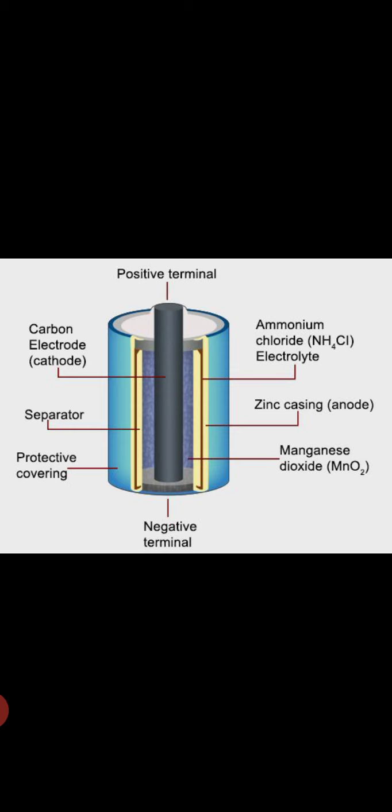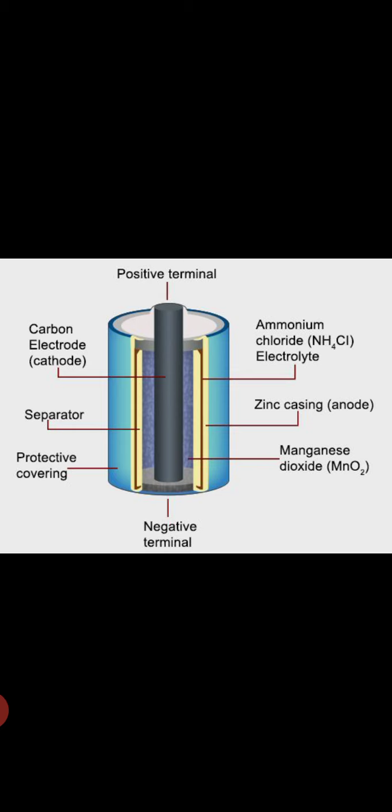The cell is sealed from the top with the help of pitch or wax. You can see the red or black color there. Got it? I already told you the function of manganese dioxide: as an oxidant, it will provide oxygen. That is MnO2, and in the cathode reaction you will see that MnO2 is used.